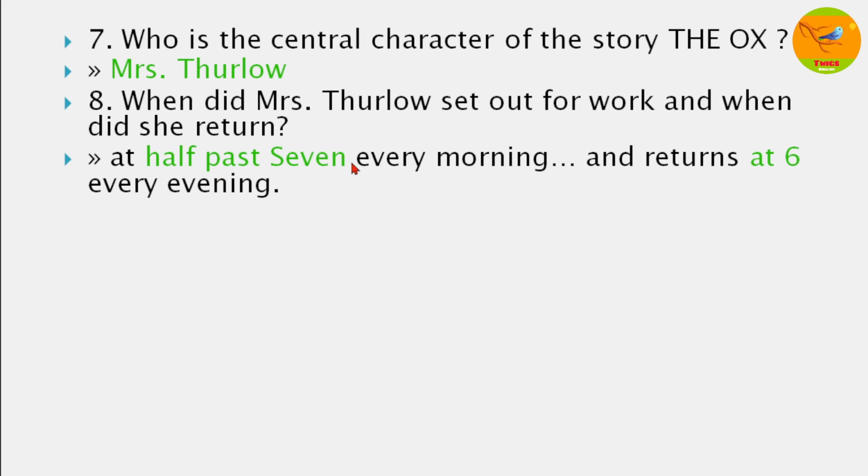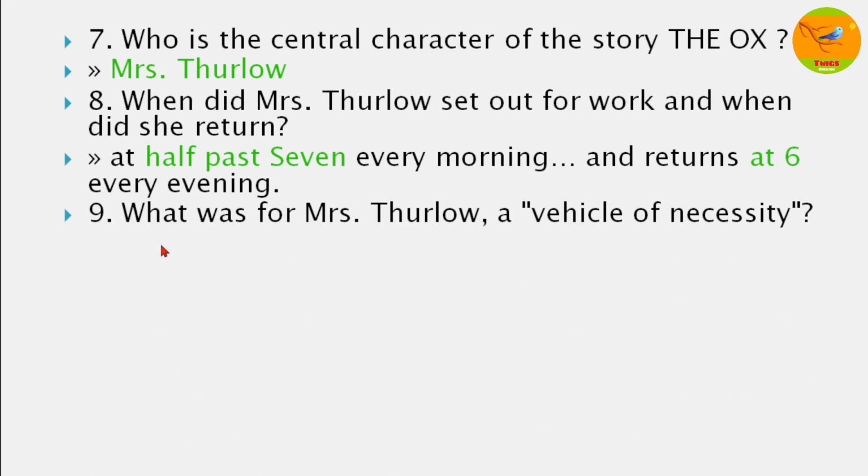During this time, she leaves for work and returns at 6 p.m. every day, or returns at 6 every evening. So from almost 7 to 6 she works, near about 11 hours. What was for Mrs. Thurlow a vehicle of necessity? Here the right answer is her bicycle.